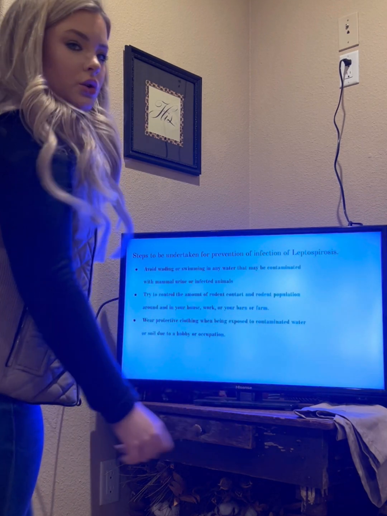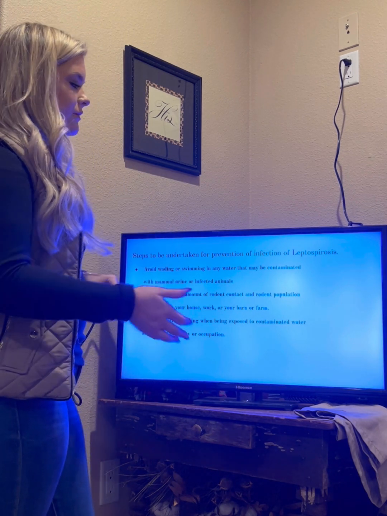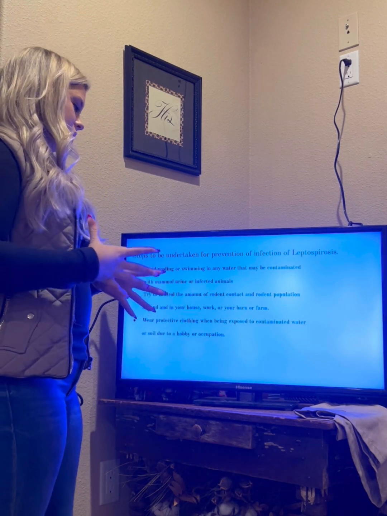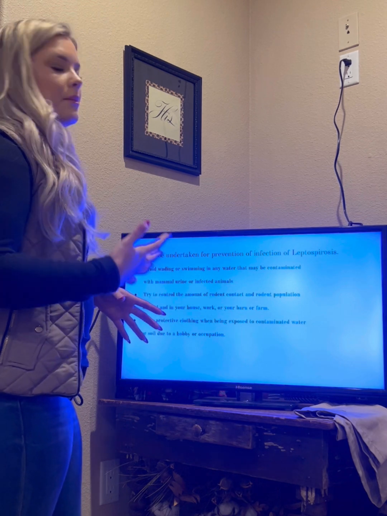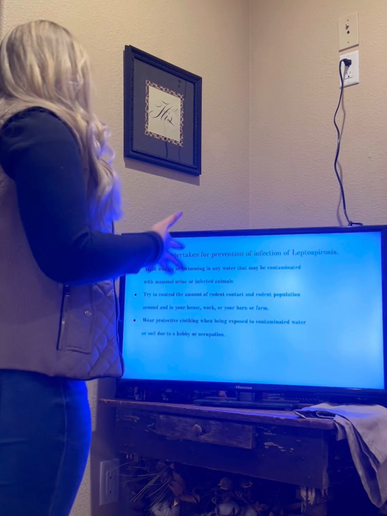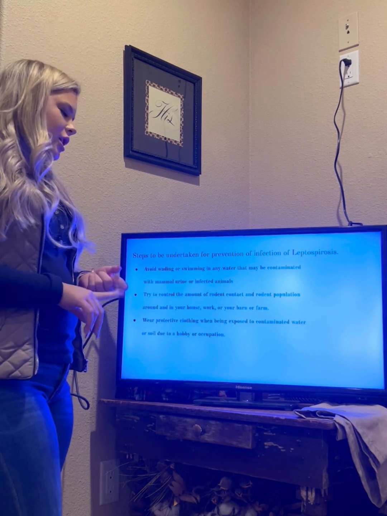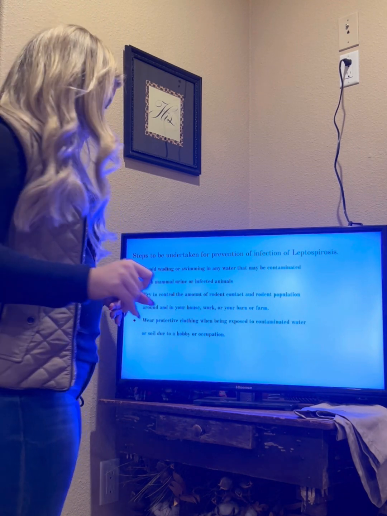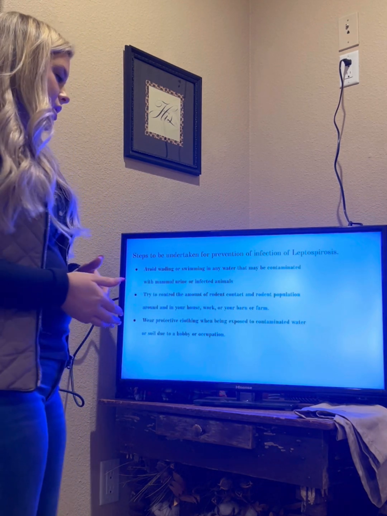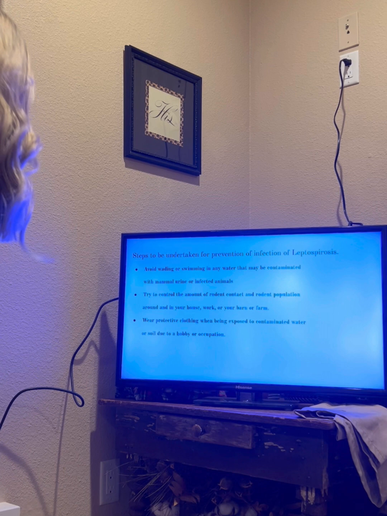Okay, so steps to be undertaken for prevention of infection of leptospirosis. You should avoid wading or swimming in any water that may be contaminated with mammal urine or infected animals. Try to control the amount of rodent contact and rodent population around and in your house, work, barn, or farm. Wear protective clothing when being exposed to contaminated water or soil due to a hobby or occupation.